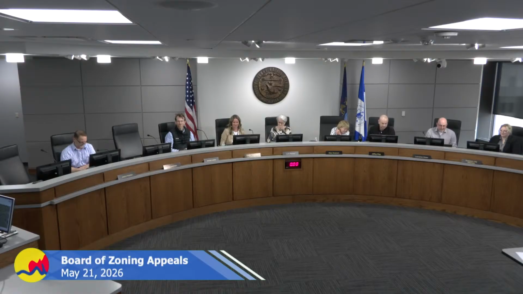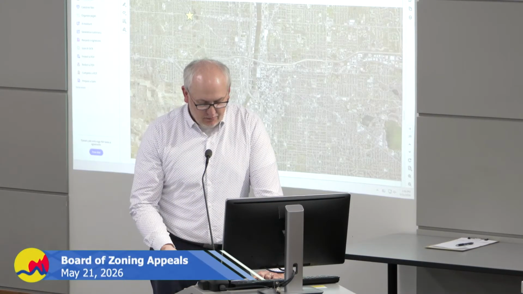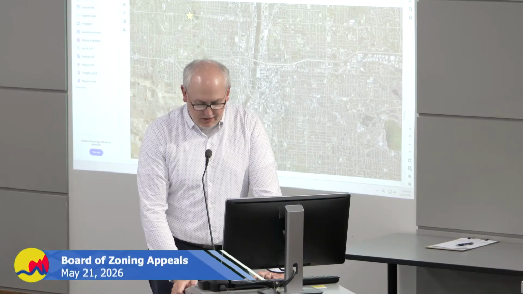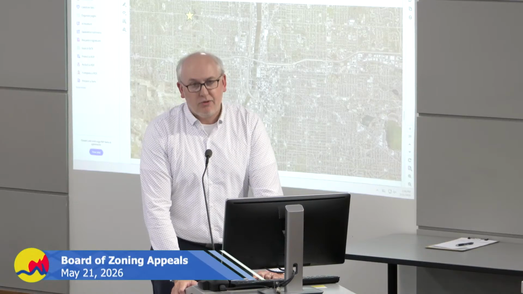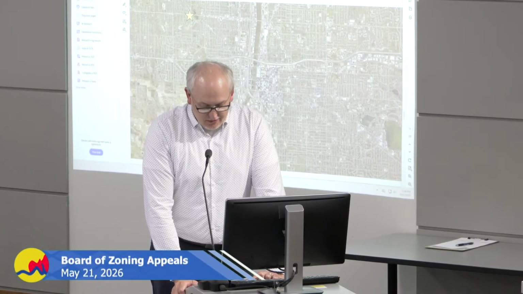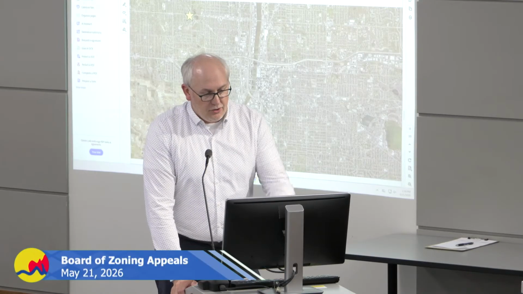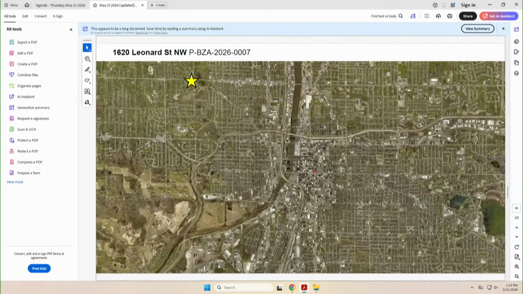Nice to see everyone. The purpose of today's meeting is to consider the application requesting a use variance to allow for an aviary regulated most similar to a kennel in the traditional neighborhood, traditional business area, the TBA zoning district. This property, as shown on the screen here, is located at 1620 Leonard Street on the northwest side of the city. You're familiar with this property.